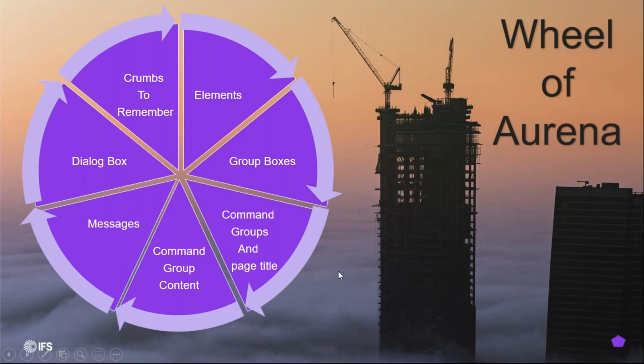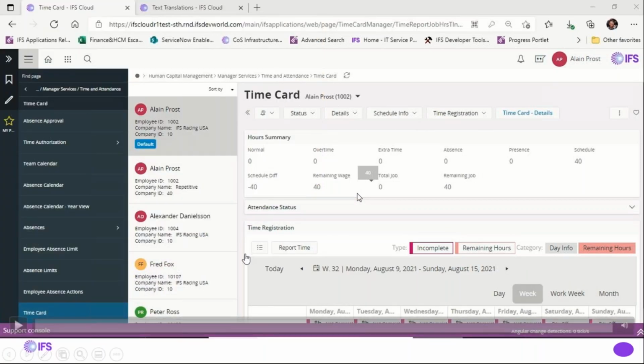Next up, we have command groups and page titles. Command groups are basically the RMB options which were in the IEE client. Aurena client does not have RMB options; it uses group boxes, and they are visible as buttons.